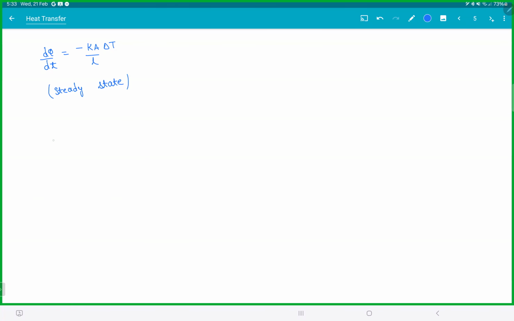Now, there's also a differential form. dQ by dt is minus KA dT by dx. So, this is a small temperature change across a small length. So, delta T becomes dT and L becomes dx. This is your differential form, which is valid even for non-steady state. So even if the heat flow is not constant, we can still use this.